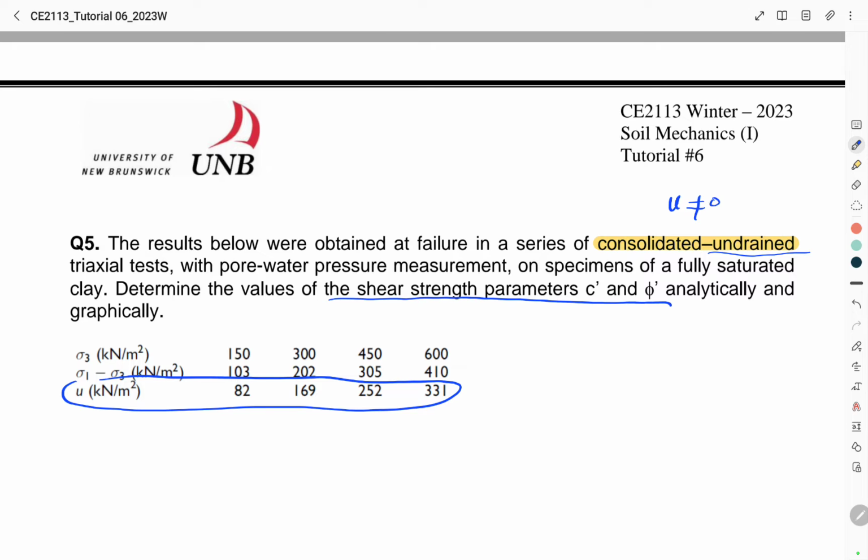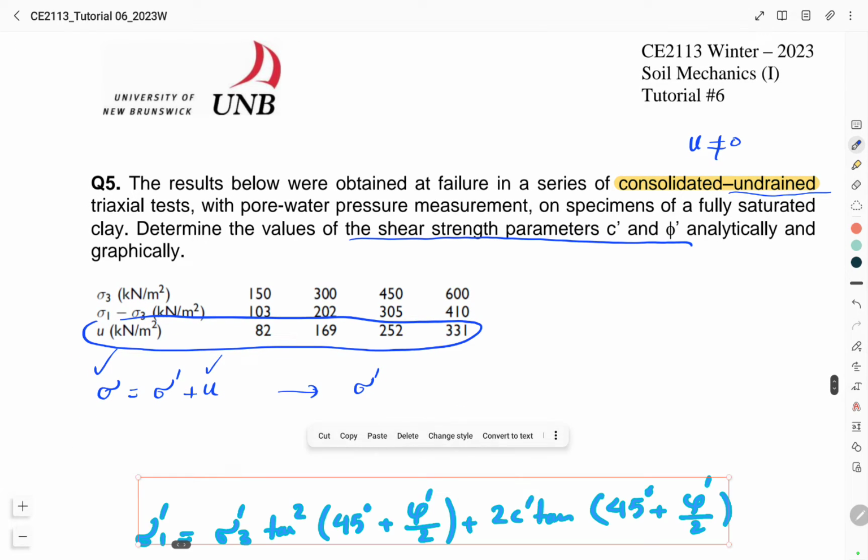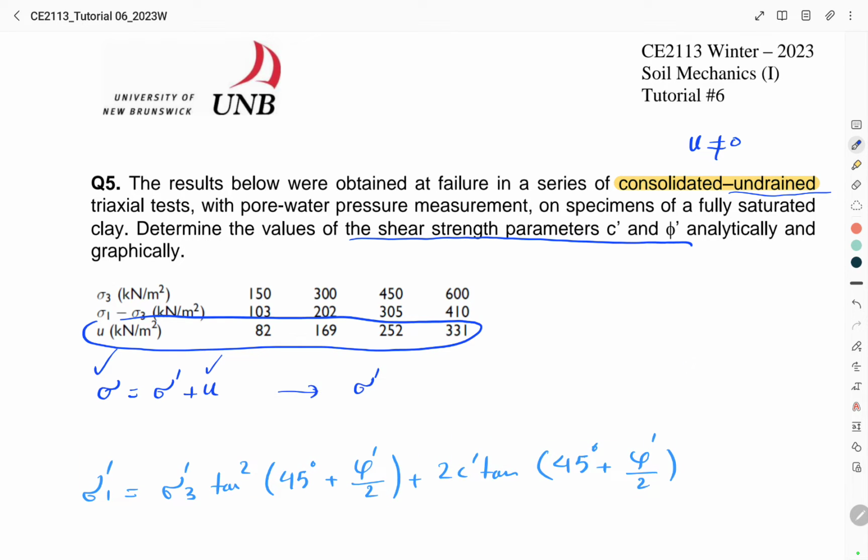As you already know, sigma is equal to sigma prime plus U. We have the value of sigma, we have the value of U, so we can determine the value of sigma prime. We know that the relation between sigma prime 1 and sigma prime 3 is this equation. If we have the values of sigma prime 1 and sigma prime 3, the only unknown parameters of this equation would be our phi prime and c prime. For each equation we have two unknown parameters, and we need at least the results of two tests in order to determine these two values.